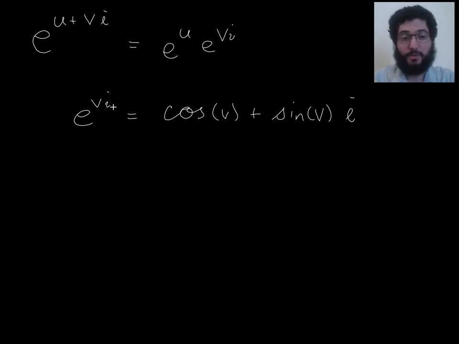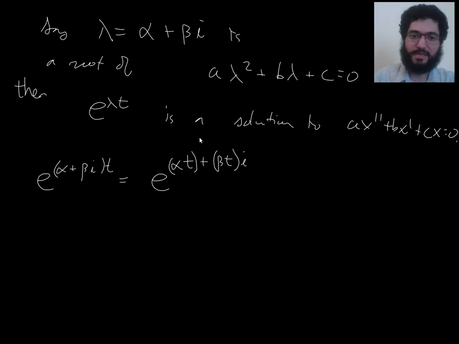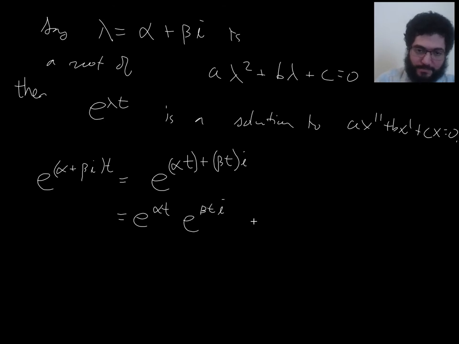If someone asks you, what's the real part of e to the vi? You answer them, cosine v. What's the imaginary part of e to the vi? Sine v. So we break this down using a similar approach. So e to the alpha t times e to the beta t i. And what is meant by beta t here is what goes in the sine and the cosine. So e to the beta t i is cosine beta t plus i times the sine of beta t.